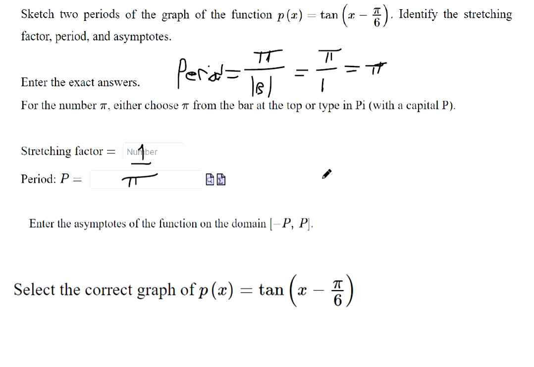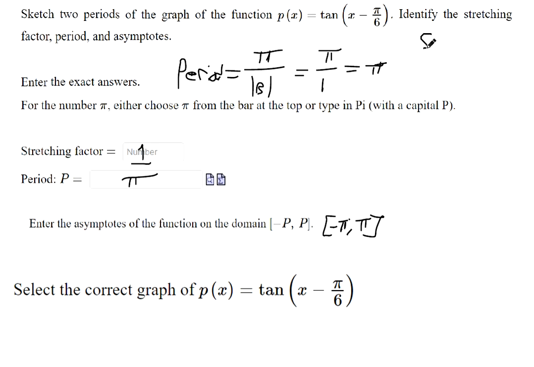And so we're supposed to enter all the asymptotes on the interval of this period, negative pi to pi, right? Because p is the period. I think they define that right there. So we're supposed to find all the asymptotes. Now this is tangent of x, right? Tangent of x minus pi over 6, I should say.